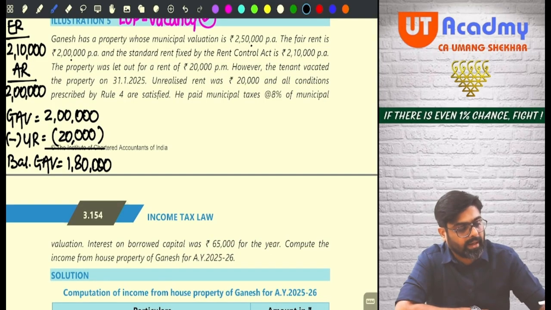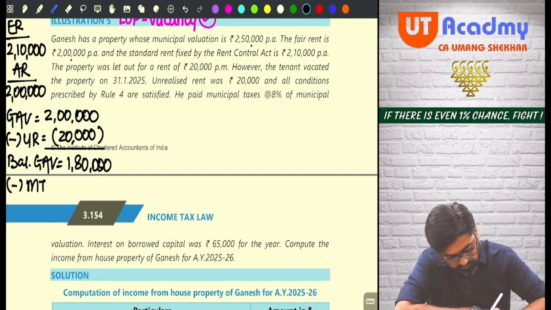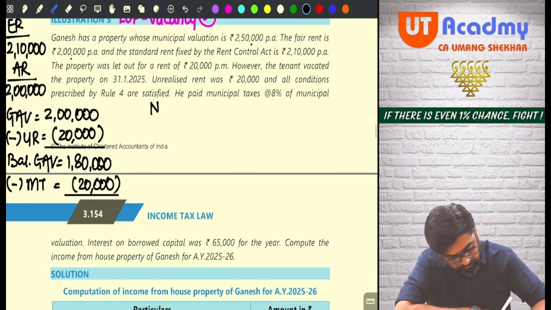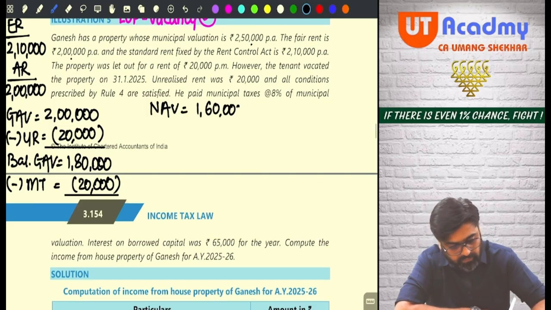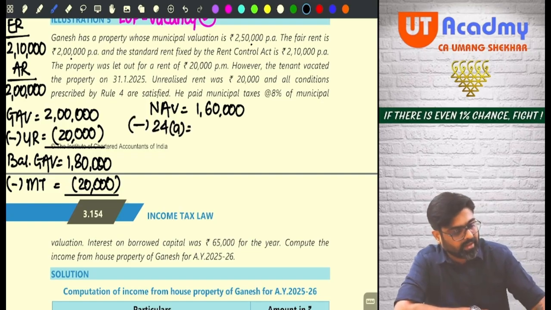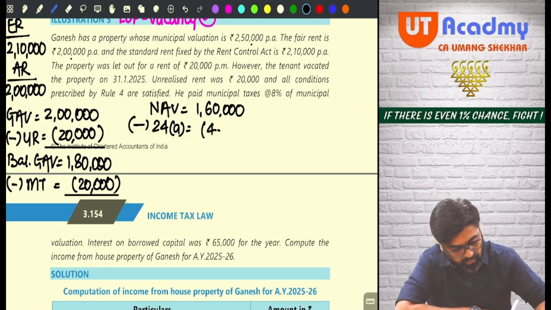Now out of this, I will get a deduction for municipal taxes, which are 8% of 2,50,000. 2,50,000 into 8%, that is 20,000. So 20,000 municipal tax I have reduced. My NAV will be 1,60,000. Out of this I will get 24 clause A standard deduction. So 1,60,000 into 30%, I will get 48,000.